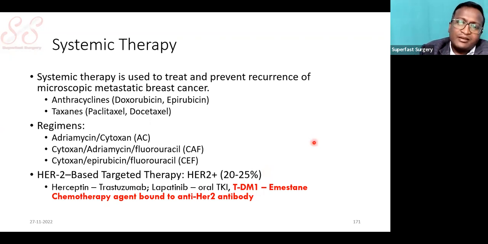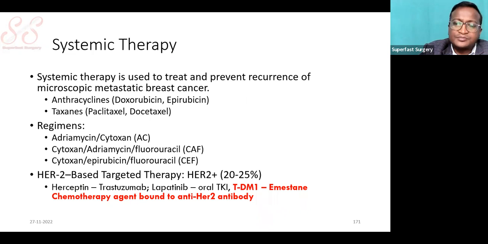Now, I'll try to discuss briefly and quickly the systemic therapy. Systemic therapy is used to treat and prevent the recurrence of micrometastatic breast cancer, and these are the anthracycline and taxane groups. The two drugs are doxorubicin and epirubicin among the anthracyclines, and paclitaxel and docetaxel among the taxanes. Regimens are AC, CAF, CEF, and if HER2 receptor positive, we'll give targeted therapy, that is Herceptin, trastuzumab. There is also pertuzumab, lapatinib, an oral tyrosine kinase inhibitor, and TDM1, which is important. It is used in HER2 positive breast cancer.